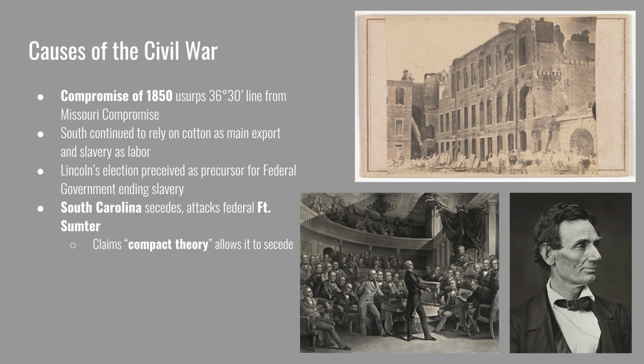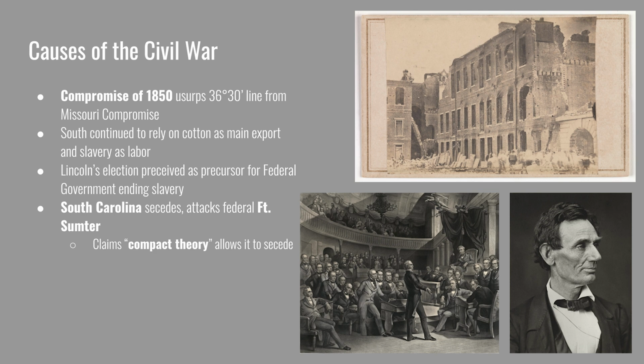Lincoln's election was perceived by the South as a precursor for the federal government taking action to end slavery, and it caused South Carolina to secede in December of 1860. As it tries to declare its own independence from the United States, it's also trying to take over all of the federal forts within its territory.